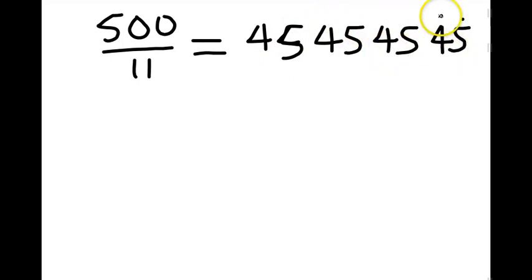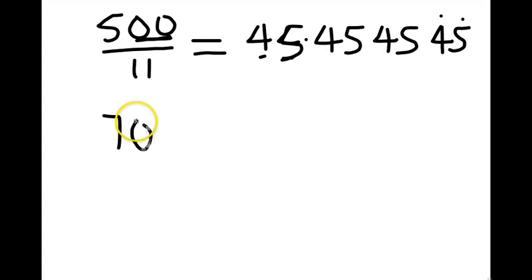Now, because we have 2 zeros, the decimal point will come after you count 2 numbers, 1, 2, then the decimal point. But if it's only 1 zero, it will come in between the first 2. So this one is going to be in between the first 2 and then the third one, right? So the answer will be 45.4545 repeated.